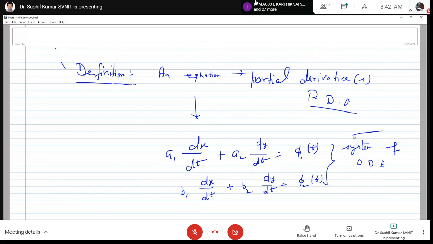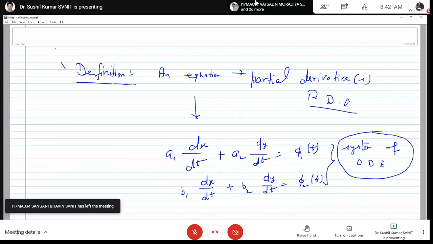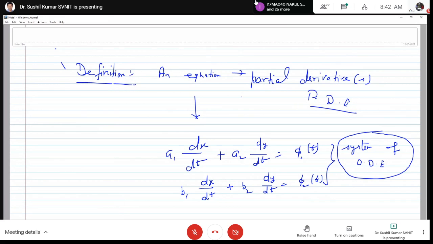In the same way for PDE also, if we have more than one dependent variable, then we'll have a system of PDE. But in this course, mostly we'll discuss only a single PDE. We'll not discuss the system of PDE. Okay, so this is a definition: an equation which contains a partial derivative or derivatives is called a PDE. Is it clear? Any query in this definition?